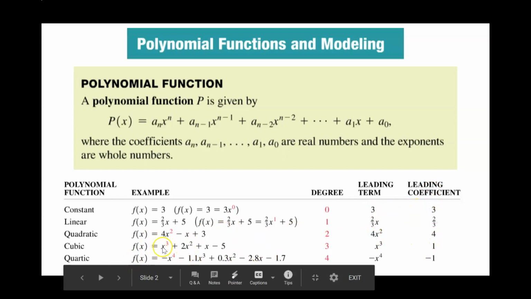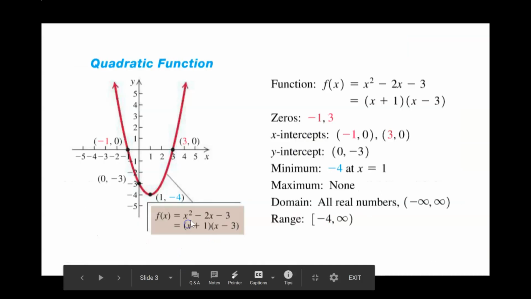The last two are the cubic and quartic. And we have 3 for the first one. That's our degree. 4 is going to be the degree for this one. The leading term, these are the first parts that come in front, and then the leading coefficient is just 1 because it's always understood to be a 1 even though we don't see it. So again, this is what we're focusing on, the first part of the function.